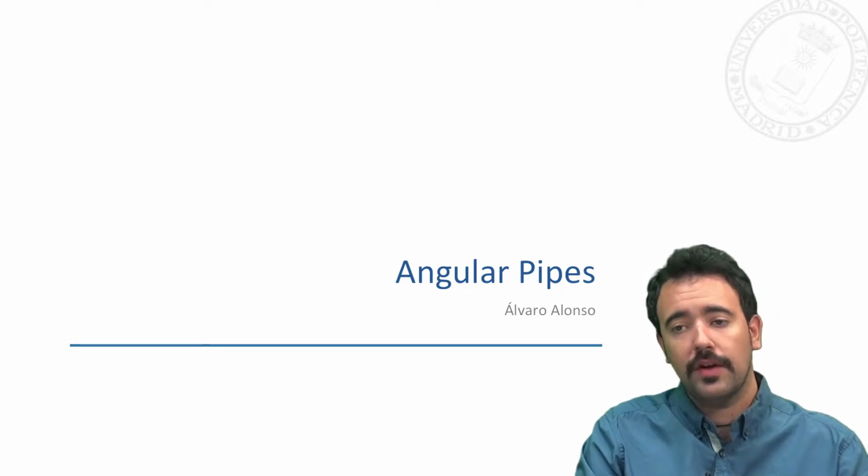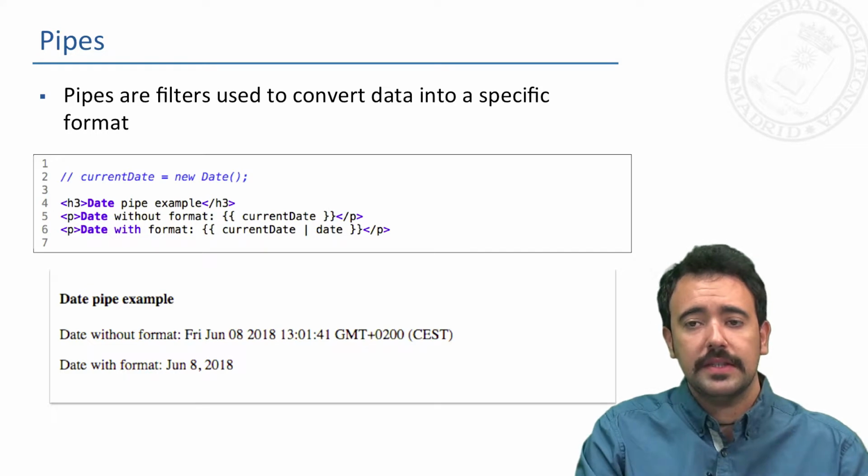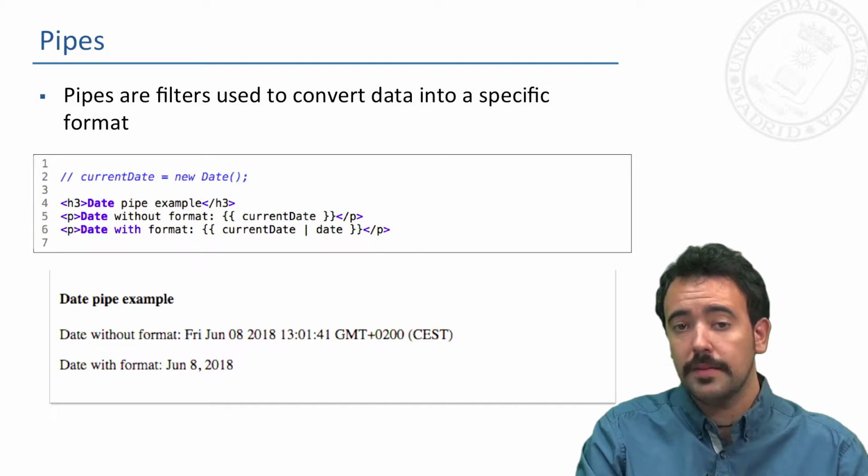In this video, we are going to learn about Angular pipes. Angular pipes are filters used to convert data that we display in our Angular templates to a specific format.